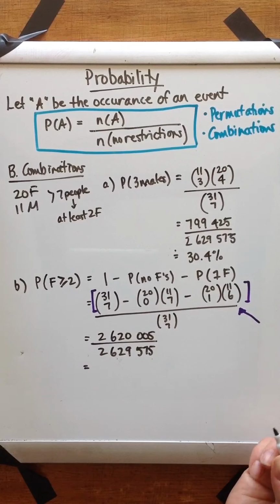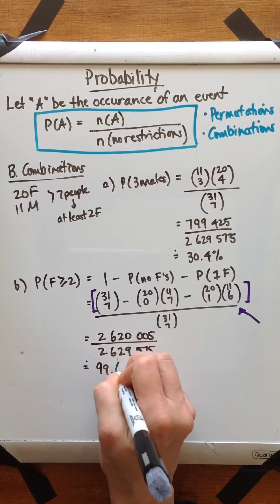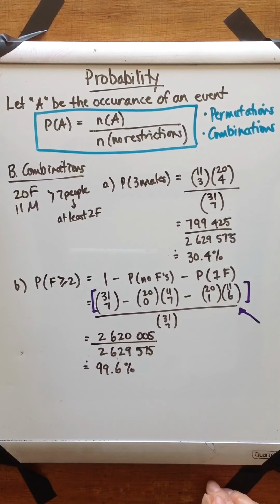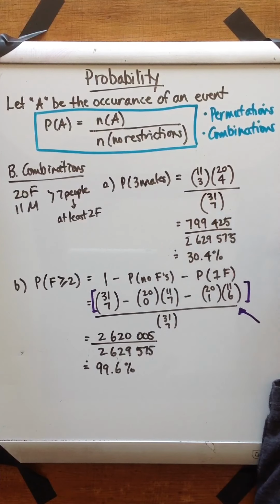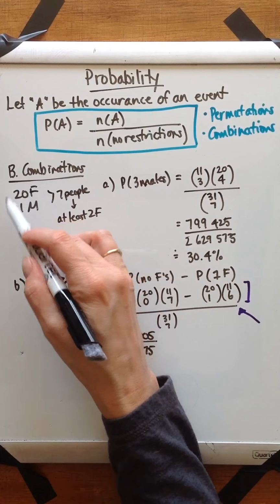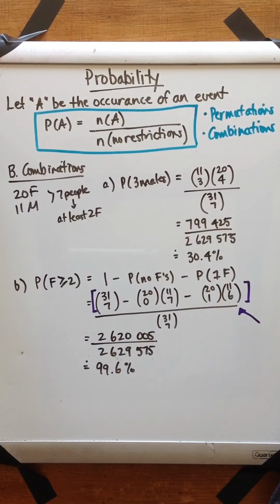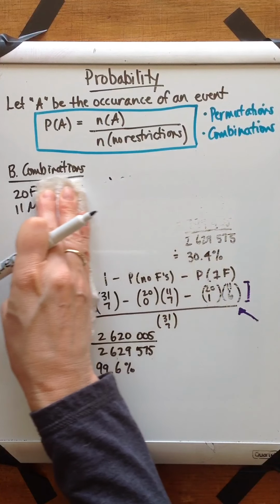So as a decimal, this comes out to 0.996. I'm going to multiply it by 100 and get 99.6%. Now it makes sense that most of our scenarios out of the 31 choose 7 will have at least 2 females because look, the greatest proportion of those 31 people is females. It's quite high as we can see. All right, let's try one more combination example.